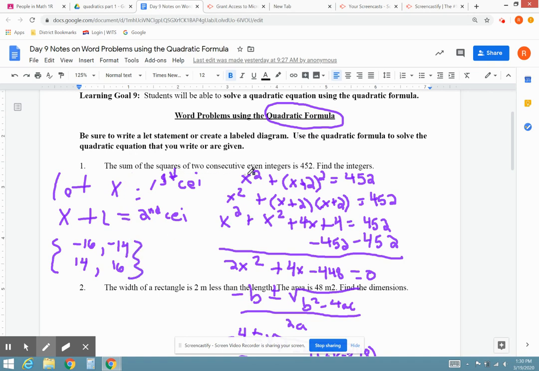Okay, the sum of the squares of two consecutive even integers. Those are even. These are even. It does not say positive or negative, so I take all of these answers. So negative 16 and negative 14 are a set of answers, and 14 and 16 is another set of answers.